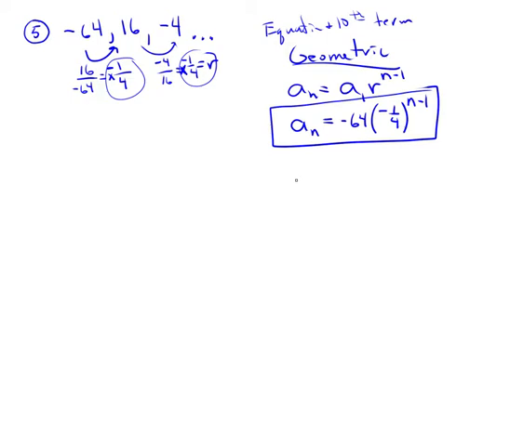So now to find the 10th term, we'll just substitute in 10 for n: negative 64 times negative 1/4 to the 10 minus 1. So we'll simplify this. Bring down my 10: a sub 10 equals negative 64 times negative 1/4 to the 9th power.